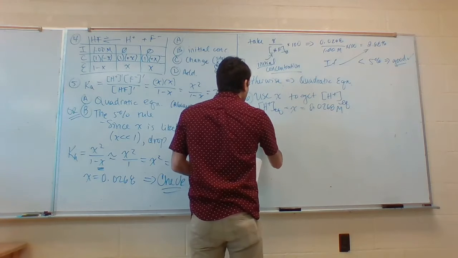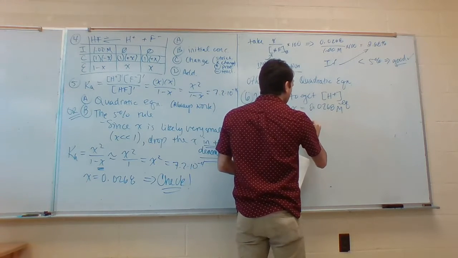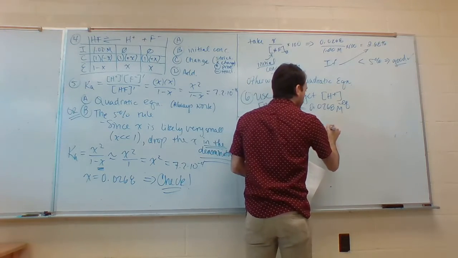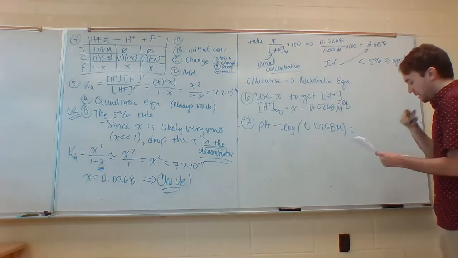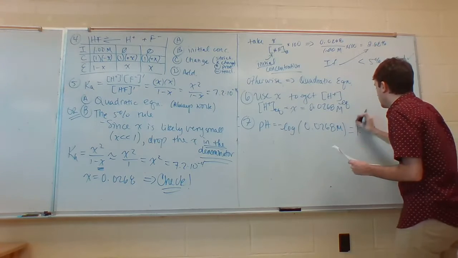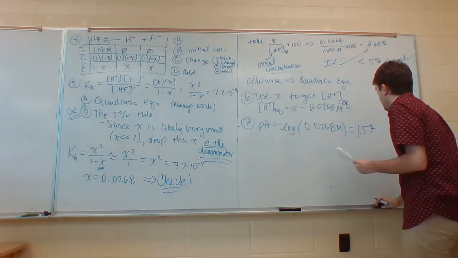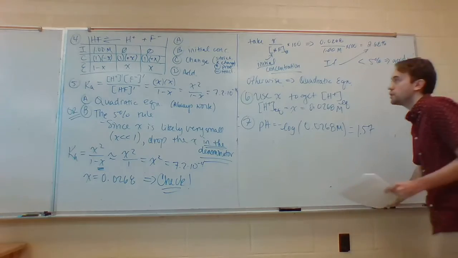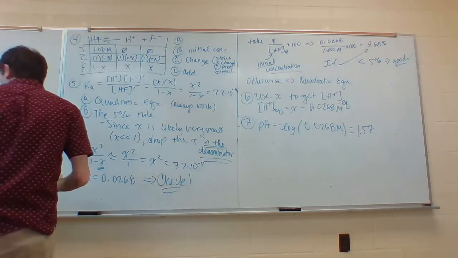So step 7 is to calculate your pH, which is equal to the negative log base 10 of our concentration of H+, which is 0.0268 molar. So that would give me a value of 1.57 for my pH. Okay? So that would be how you would calculate it for a weak acid.